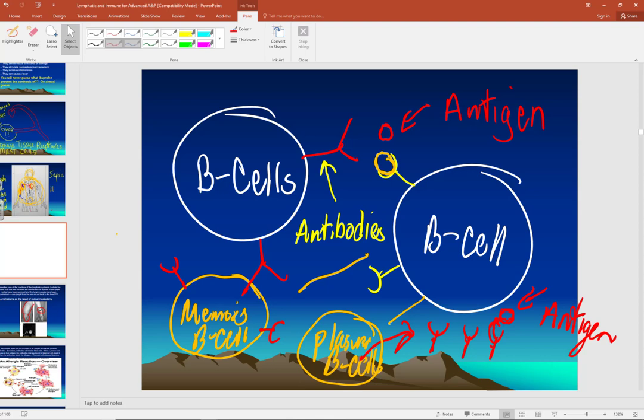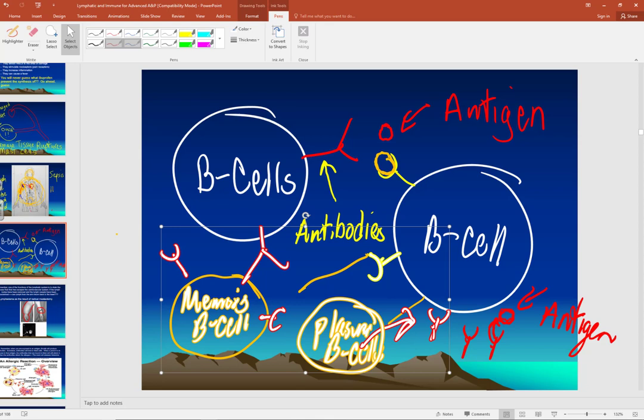But what do you have lying in wait on your second exposure? You got memory cells. And these memory cells, when they come in contact with it again, divide into thousands of plasma cells that produce millions of antibodies rapidly. So it can attack and destroy that antigen or pathogen before it can make you sick. No, they're separate. So you have these memory cells, and these memory cells only live for a certain amount of time. They live for years, but once those memory cells begin to decrease in number, then your immunity drops.